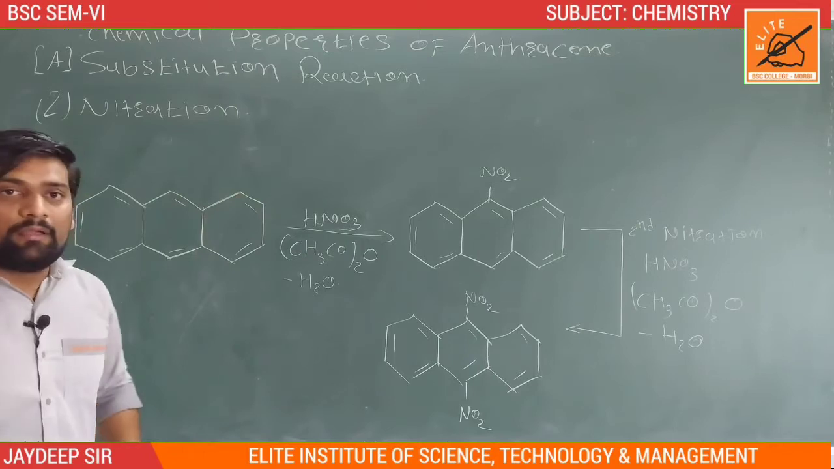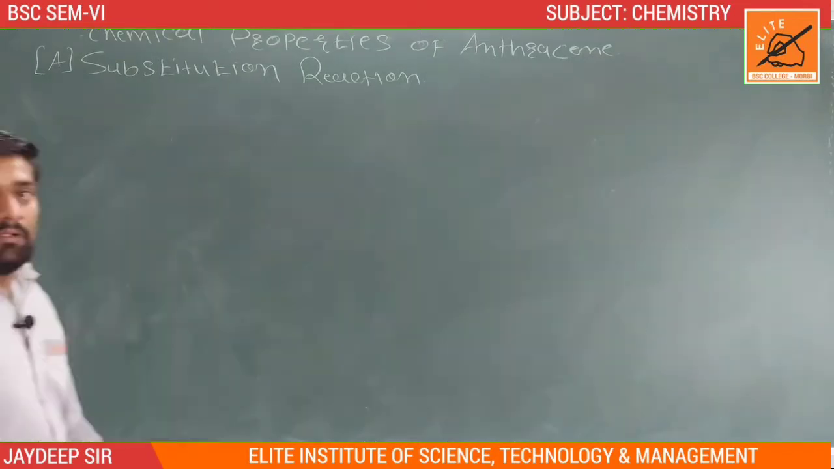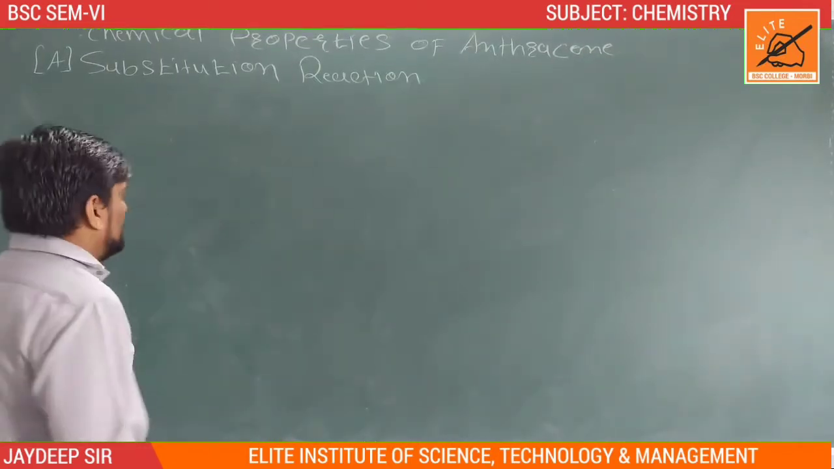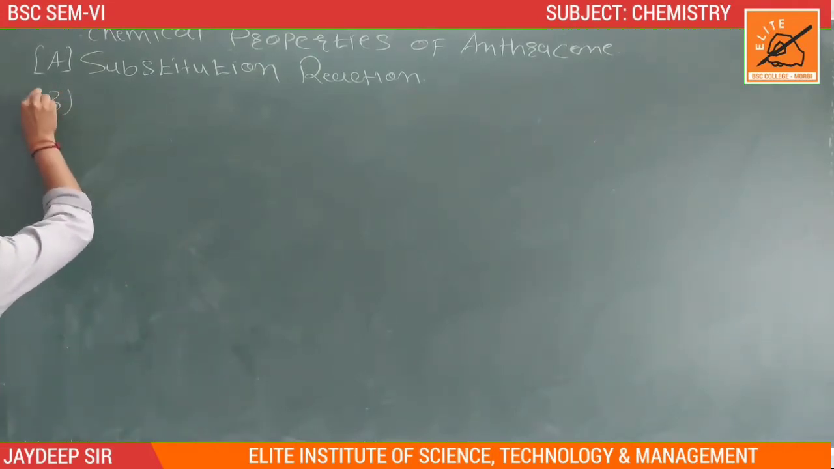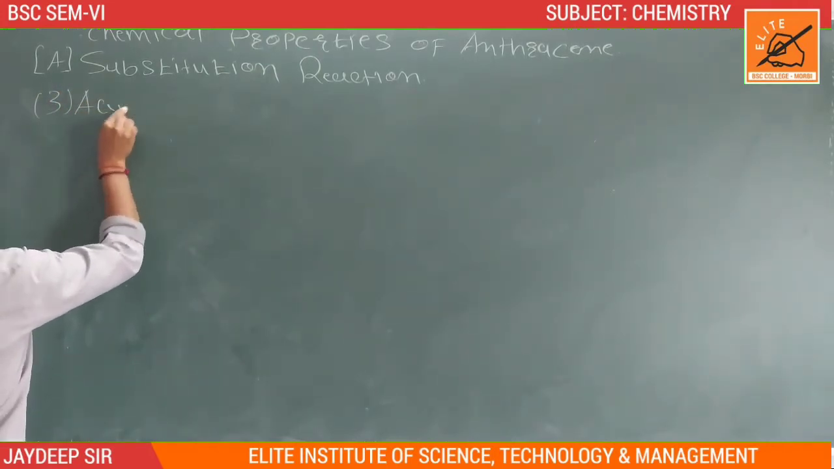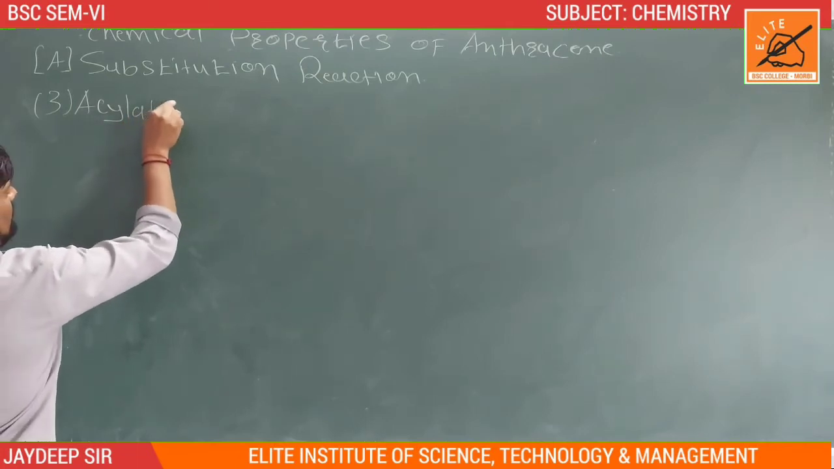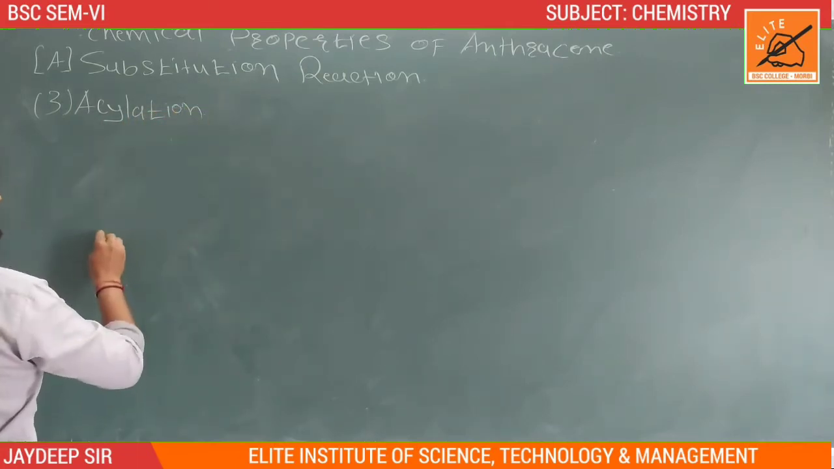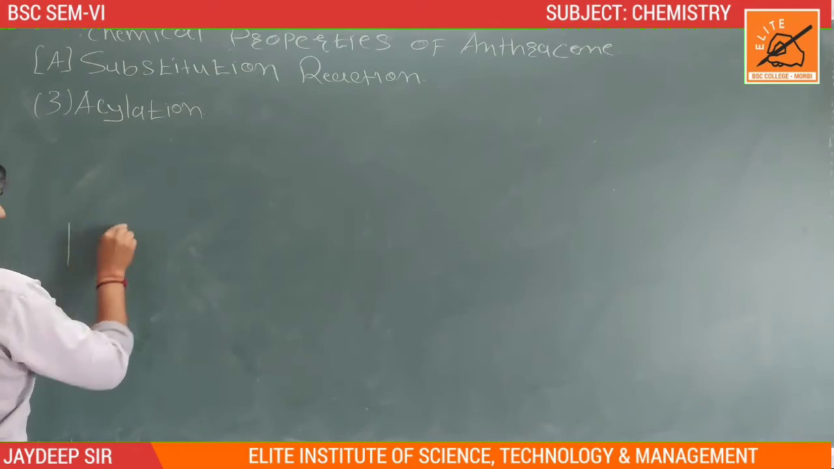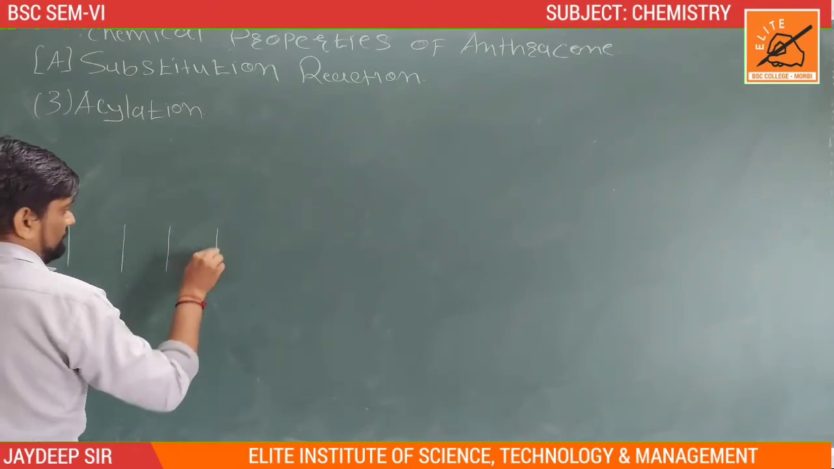Next we will see the acylation reaction. So friends, the third reaction is the acylation reaction. Acylation reaction of the anthracene. So here we take the anthracene compound.